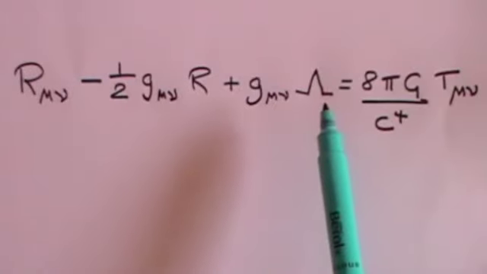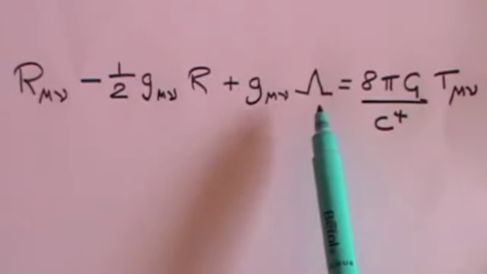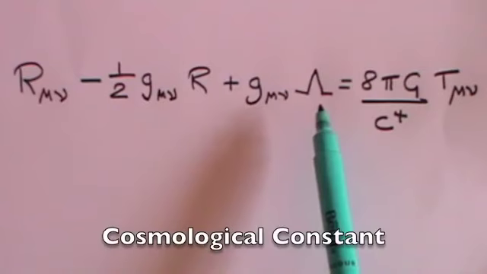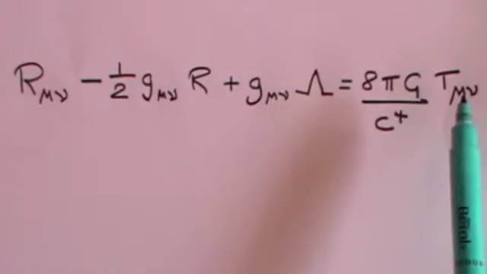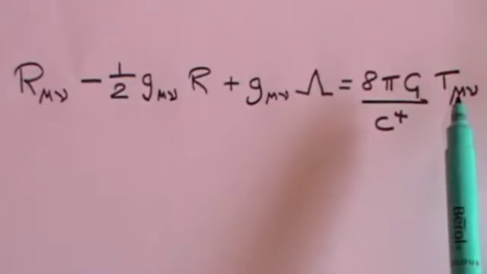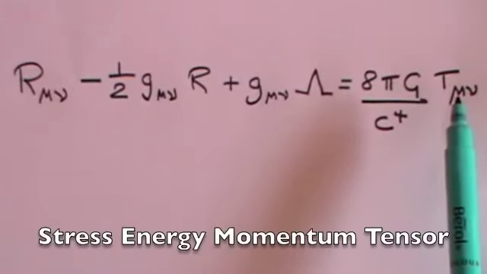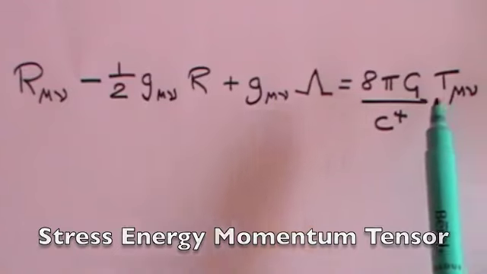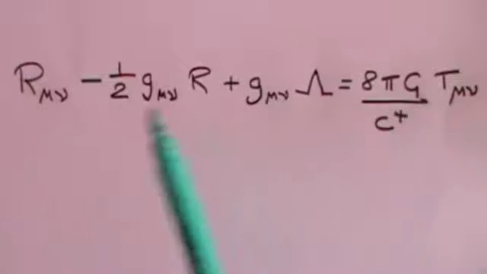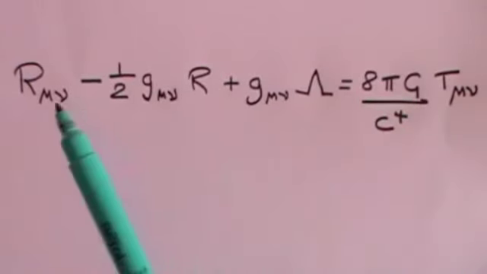Then we've got capital lambda, which turns out to be the cosmological constant, and we'll explain the reason for that. And finally we've got T mu nu, which is the stress energy momentum tensor, and we'll try to explain what that is.